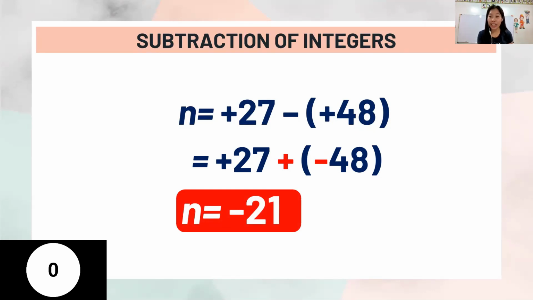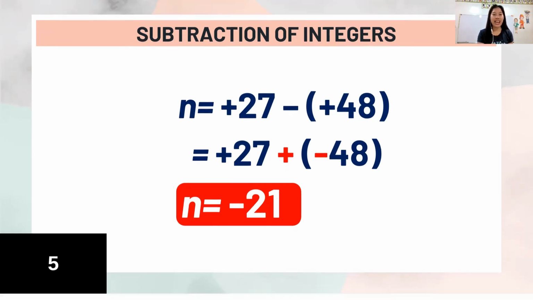The integers are of different signs, right? So we have to subtract them as we apply the rule in adding integers. 48 minus 27 is 21. And the sign of our answer depends on which number is bigger. In this item, as you can see, 48 is bigger than 27. Thus, the negative signed number is bigger than the positive signed number. Therefore, the answer is negative. Negative 21. Last one.